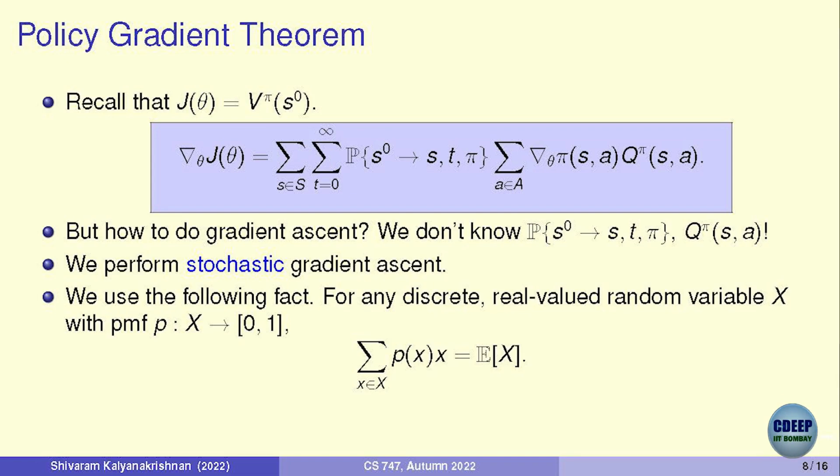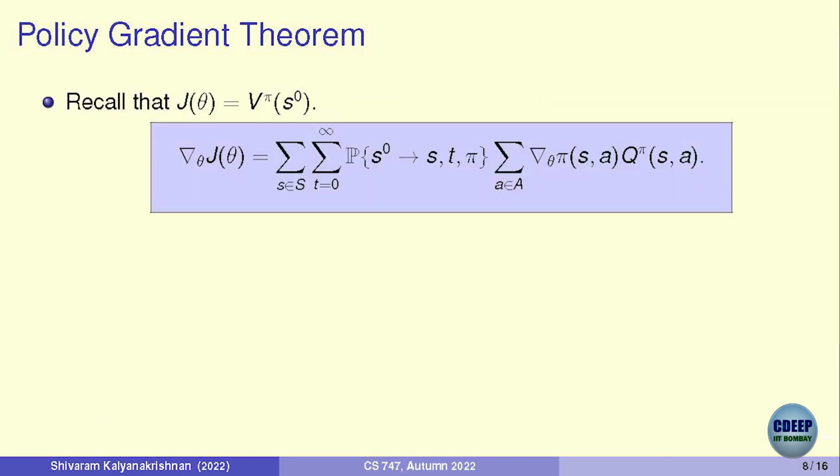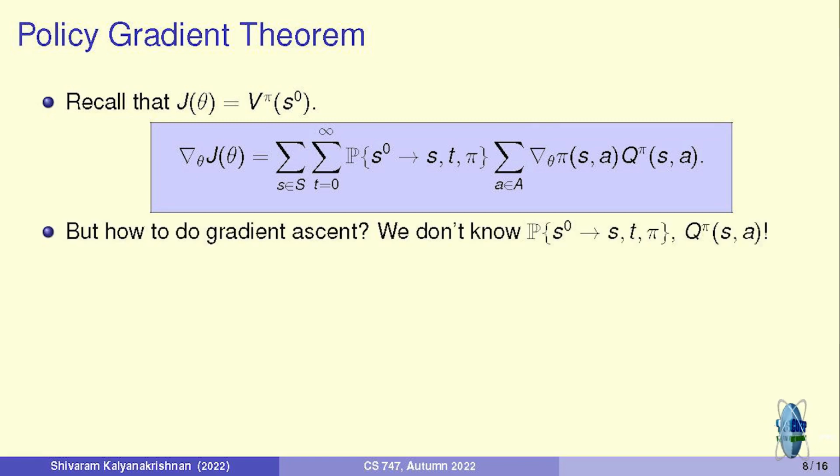The policy gradient theorem that we worked out gets us some way in terms of simplifying, saying that for any starting state, the gradient of v pi is going to have this form. Of course this form is not directly something we can do anything with, because it's got a q value here and some probability here which we don't know. Moreover, we can't yet do stochastic gradient ascent. But it turns out that this particular form is convenient for doing stochastic gradient ascent, and we are going to show how.